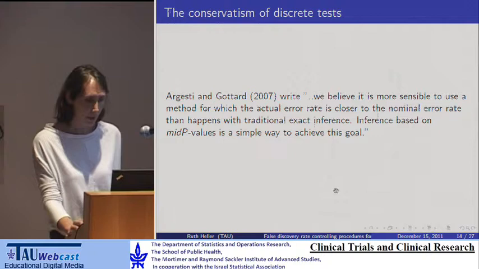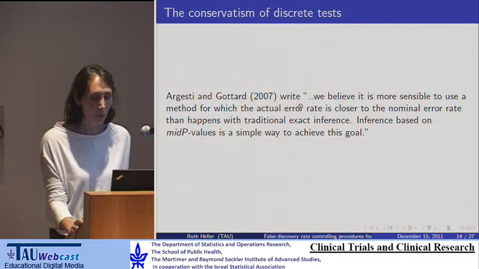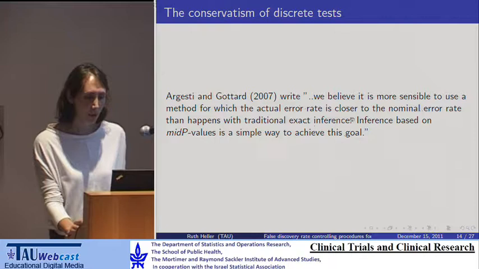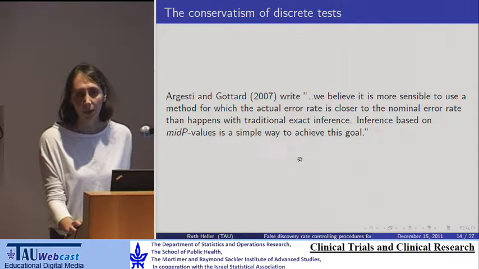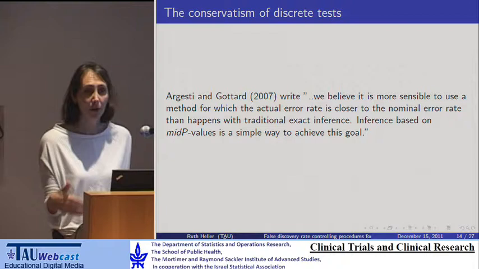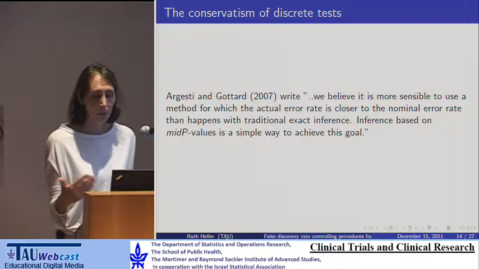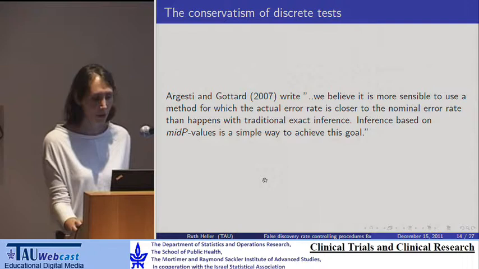Now, Agresti and Gottard wrote that we believe it is more sensible to use a method for which the actual error rate is closer to the nominal error rate than happens with traditional exact inference. So inference based on mid p-values is a simple way to achieve this goal. And what we argue here is that the same carries over when you have more than one hypothesis. You actually have multiple hypotheses, but with discrete data. So we suggest to use, instead of p-values, mid p-values. It's a very small adjustment that can be very useful.